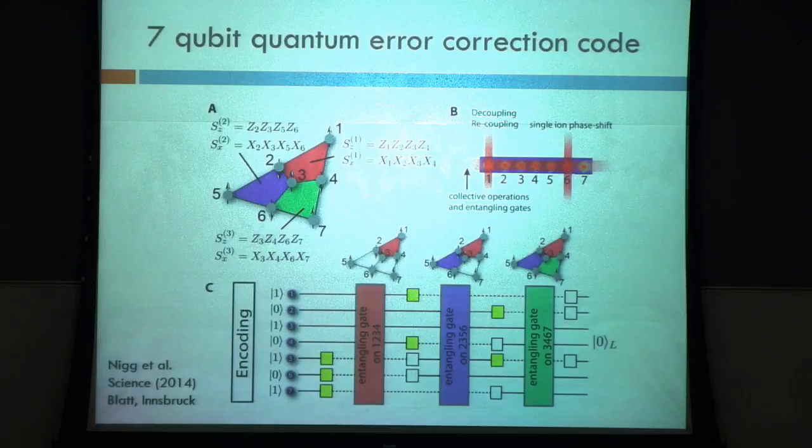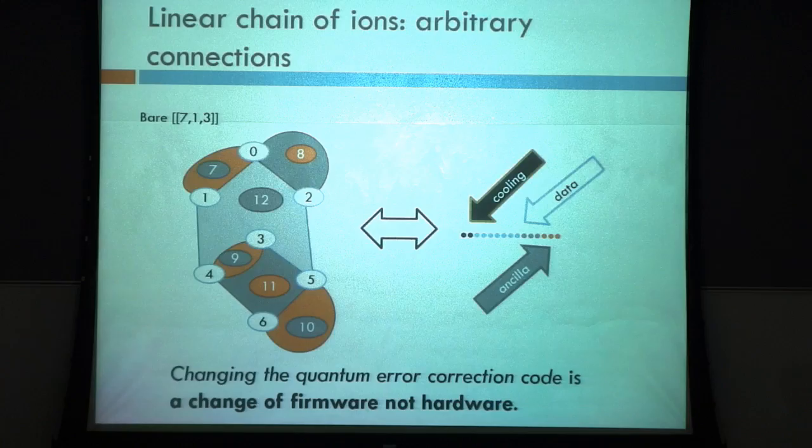All right, so back to hardware. So ions, if you have, say, 7 ions, you could imagine implementing one of the smallest quantum error correcting codes, one of those error correcting codes that was devised in the early 90s. And at least the basic operations of encoding the state were done in 2014 in Rainer Blatt's group in Innsbruck. But what's neat about a chain of ions is that even though the ions are in a linear chain, the connection between the ions, because it's through the normal modes of motion, is basically a fully connected graph. So if I want to change quantum error correcting code, I just basically change the firmware, but not the hardware, up to some size.